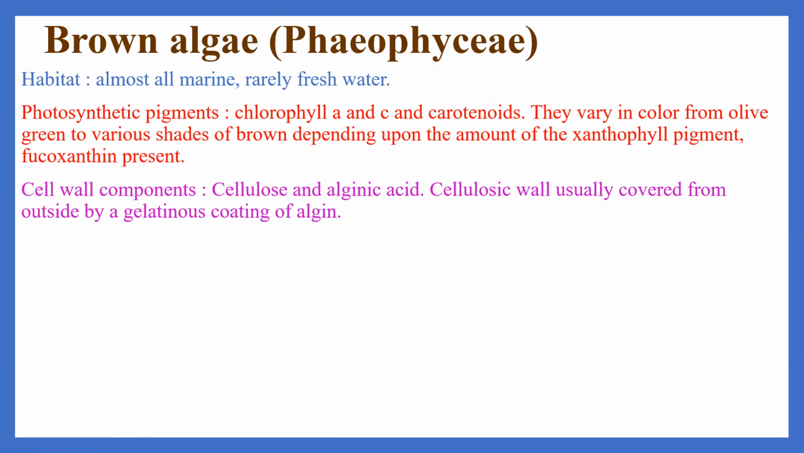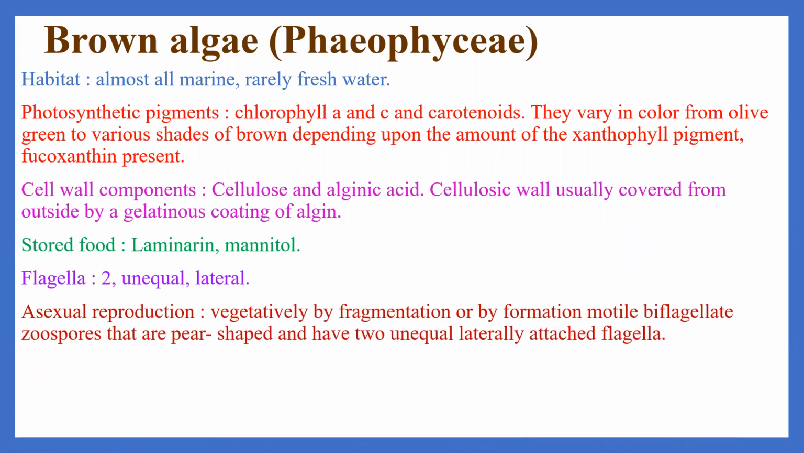Cellulosic wall is usually covered from outside by a gelatinous coating of algin. Stored food is mainly laminarin and mannitol. Flagella are two in number, unequal and laterally placed.